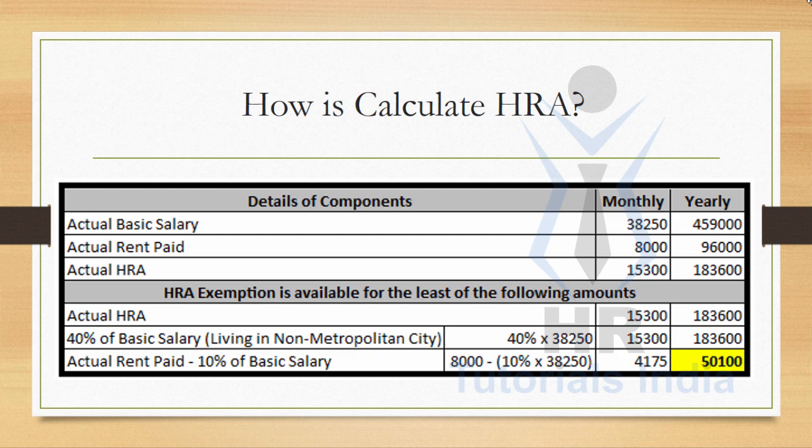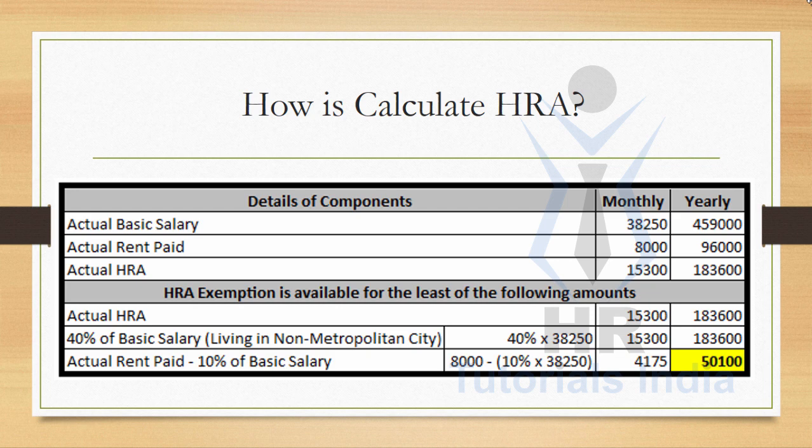As we have seen the three options earlier, now I have presented actual HRA is 15,300 per month, which is 1,83,600 per annum. Second option is 40% of basic salary for living in a non-metropolitan city. Here I have taken the example of a person who is living in a non-metropolitan city, that is 40% of basic salary. Basic salary is 38,250. 40% of 38,250 gives 15,300 per month and 1,83,600 per annum.